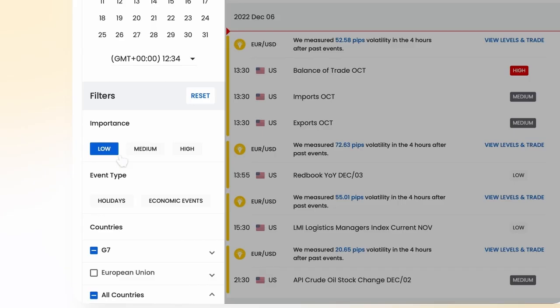Low importance events carry the smallest significance on price, while high importance events are those closely linked to historical price movement, such as the unemployment or inflation rate announcements. Many traders choose to focus on the economic events only, with medium to high importance set.